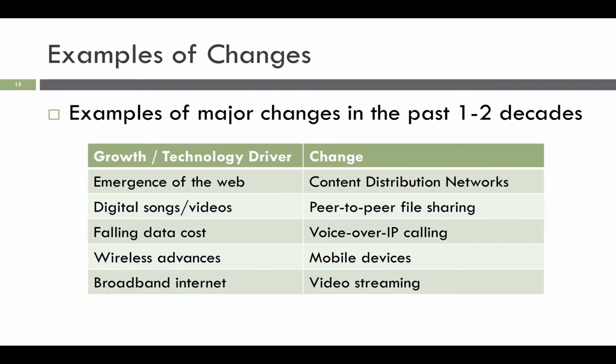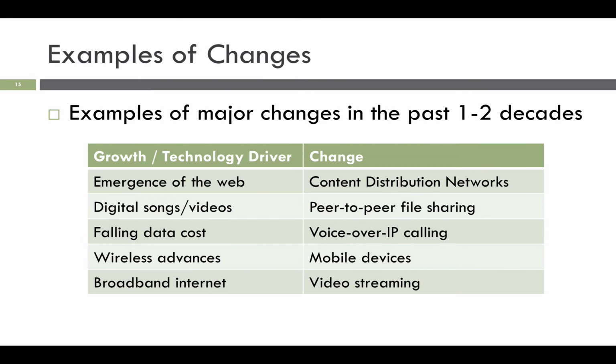This chart shows the results of some of the significant changes that have taken place over the last few decades. The emergence of the web resulted in content distribution networks. No longer is data concentrated in a few locations but broadly accessible. Digital songs and video drove the development of peer-to-peer file sharing. BitTorrents are an updated form of this technology.